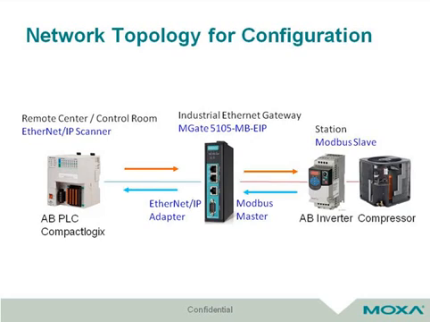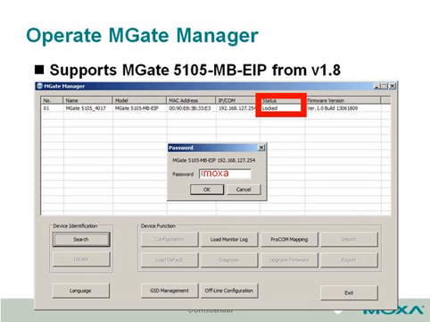At the Ethernet IP side, there is a PLC as an EIP scanner, and it will connect to MGate 5105, which will be the Ethernet IP adapter. At the Modbus side, an AB inverter is a Modbus slave, and it will connect to MGate, which will be the Modbus master at that side. This is the new interface for MGate Manager.